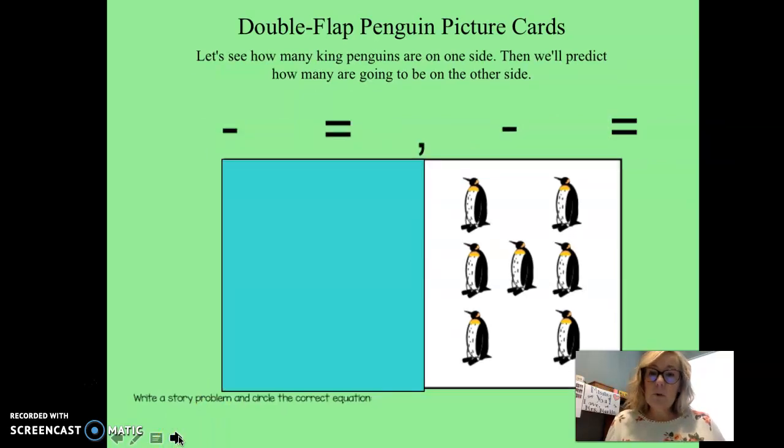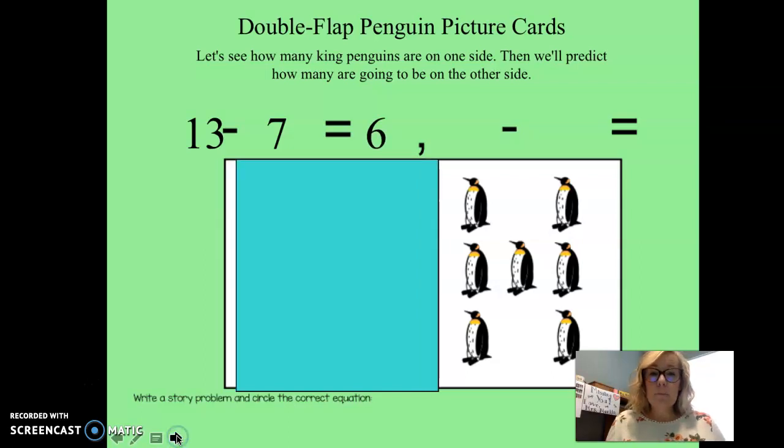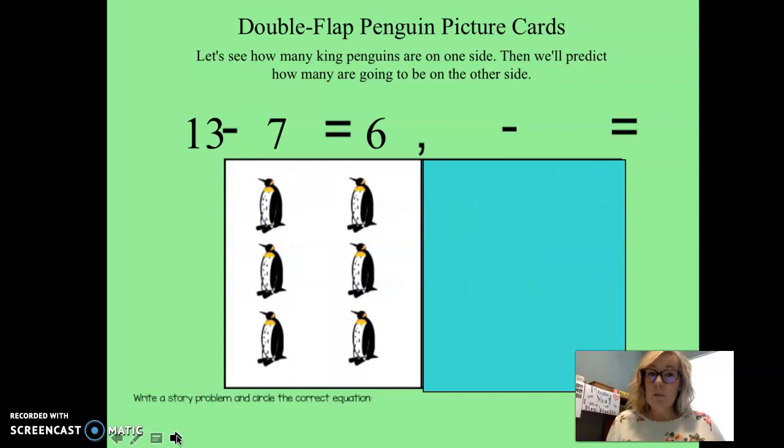Okay, let's do our subtraction. We're showing 7. So 13 minus 7 equals 6. Let's try the other one. We're now showing 6. 13 minus 6 equals 7. Great work.